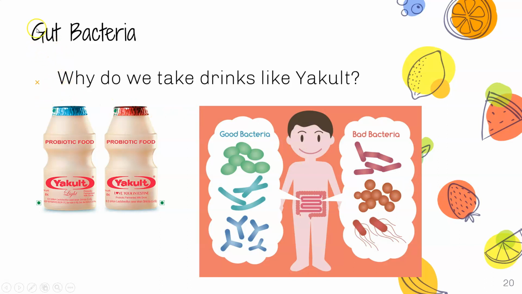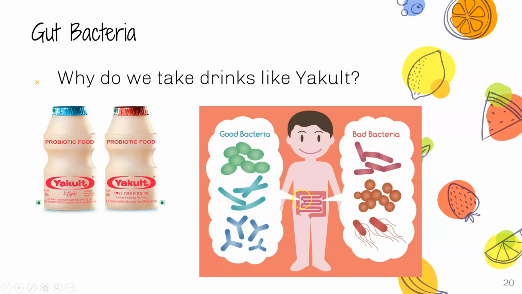In our guts, the gut is another way of saying the large intestine. In our large intestine, we have a lot of good bacteria. So why do we take drinks like Yakult? You see this, it's called probiotic food. Pro means good, and biotic means living. So good living food, Yakult, for example.